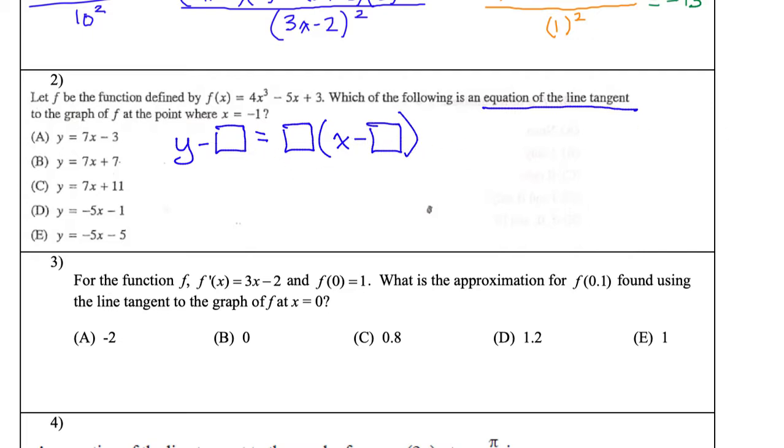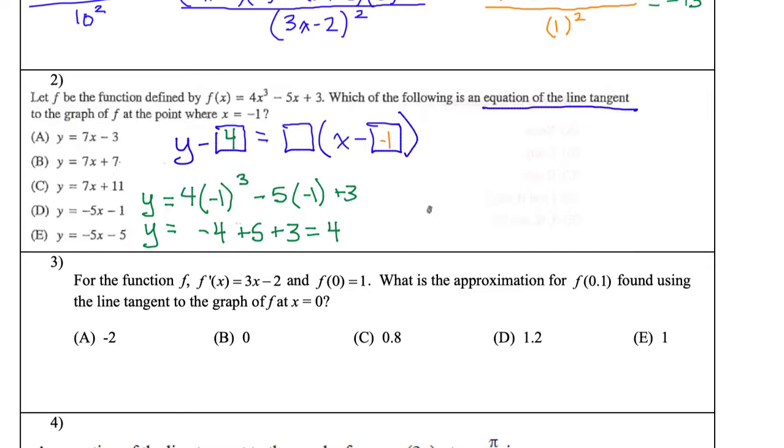So we have x is equal to -1, so I can plug that in here. That's x from -1. I need to plug -1 into y to figure out what that is, so I can say that's going to be 4 times -1 cubed minus 5 times -1 plus 3. I can say that's my y. So my y is equal to -4 plus 5 plus 3, which is +4. So I can plug in my 4 here.